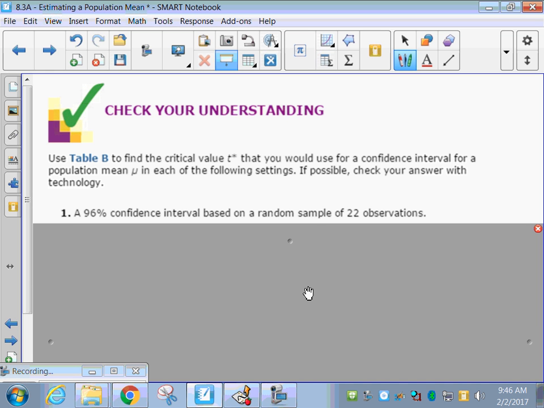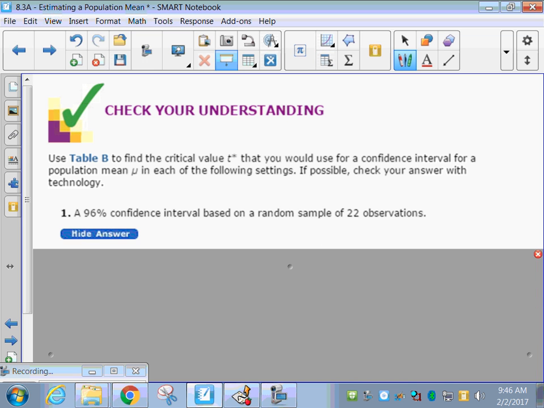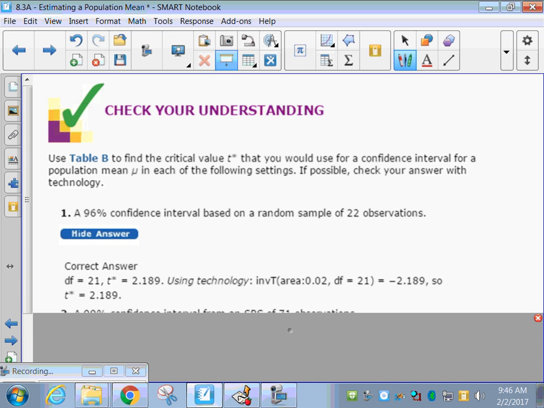All right, so 96%, you guys, what decimal should you plug in for your area? 0.02. Right, 4% divided by 2. 0.02. And what degrees of freedom are you guys using? 21. So hopefully you got 2.189.